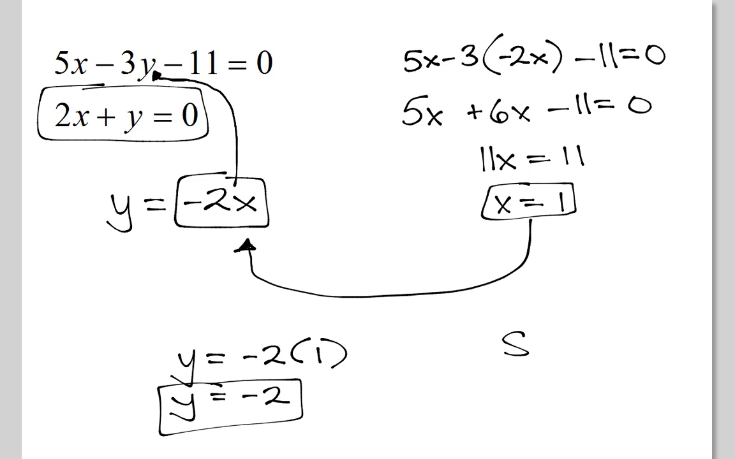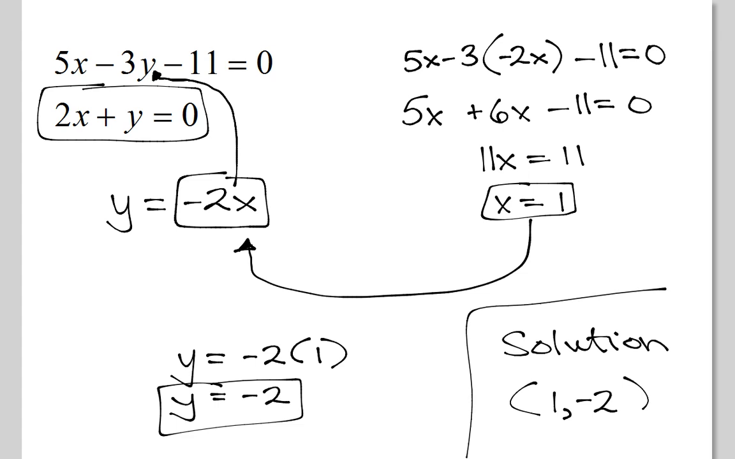So then when you go to write your solution, you make sure that you include both x and y as a coordinate pair.